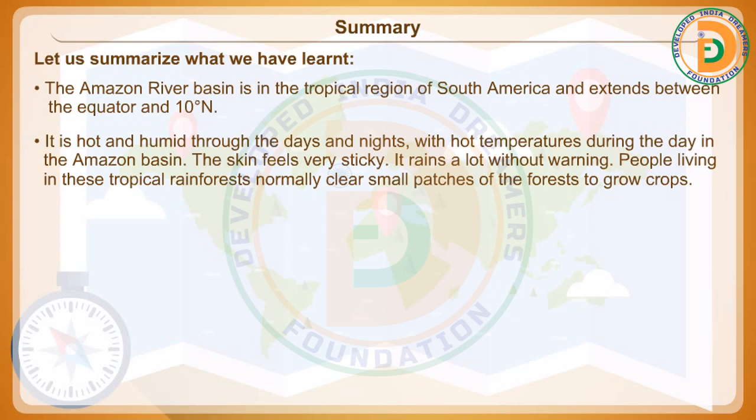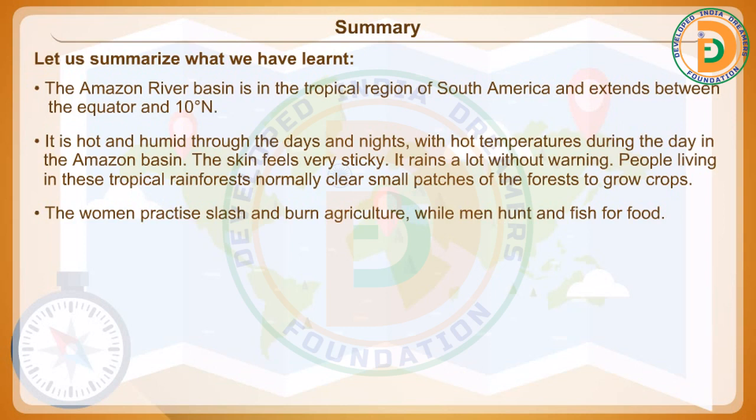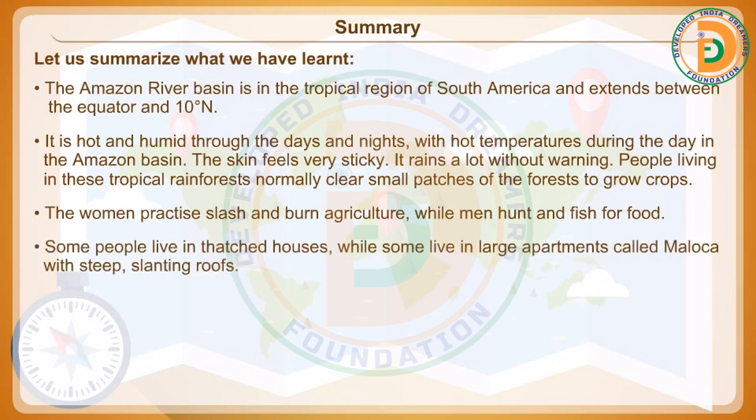People living in these tropical rainforests normally clear small patches of the forests to grow crops. The women practice slash and burn agriculture while men hunt and fish for food. Some people live in thatched houses, while some live in large apartments called maloka with steep and slanting roofs.